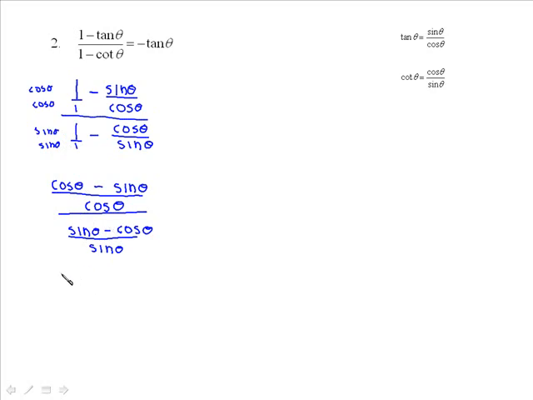With the complex fraction, we have to divide, but the division really is going to be multiplying by the reciprocal. So we go cos theta minus sine theta over cosine theta, and this would be multiplied by sine theta all over top of sine theta minus cosine theta.